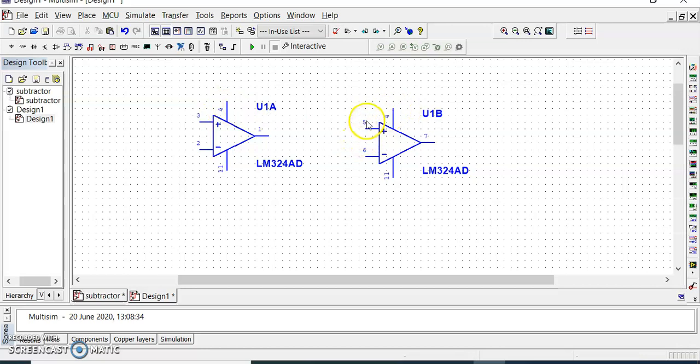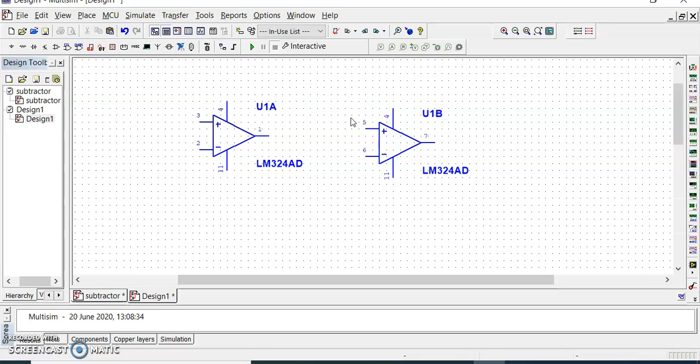Okay, but the input terminals' pin numbers are changed, 5th and 6th. The 6th pin is inverting and the 5th pin is non-inverting. I already explained this pin diagram. If you didn't watch that video, please go and watch it to understand the pin diagram of LM324.